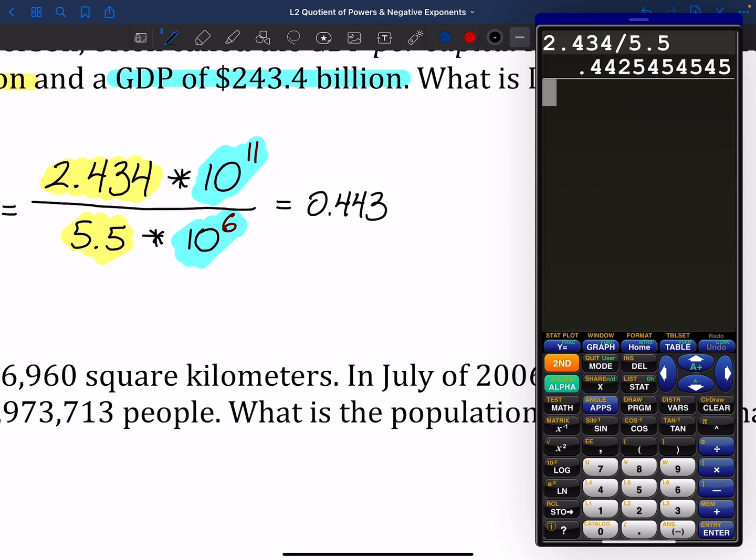That's going to give me that number there, which is 0.44. Let's round it to 3. That's what we get from dividing those yellow pieces, and again, my calculator handled it pretty easily. For the blue piece, 10 to the 11th divided by 10 to the 6th, well, that's where our new rule comes in handy. So 10 to the 11th on the top, 10 to the 6th on the bottom. Think about those 10s as kind of canceling out like we were doing with the variables. We're going to have 10 to the 5th left over there.